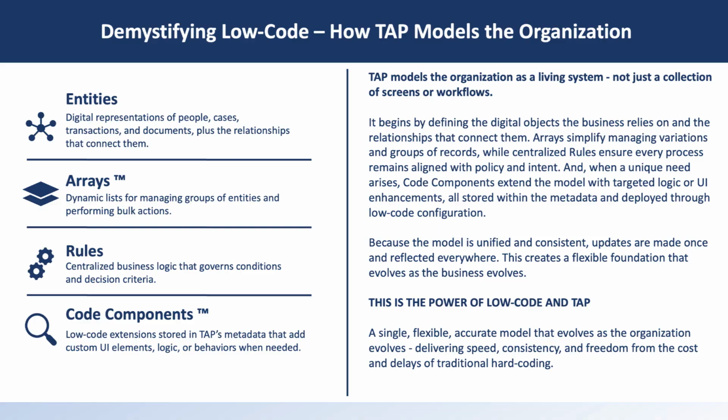To understand Tap's capabilities, it helps to start with the building blocks of the platform. Tap begins by defining the objects your organization relies on, not just their data fields, but the relationships, rules, and behaviors that connect everything together. This foundation informs every experience, workflow, and automation you'll see later. Let's break down the components that make up this model.